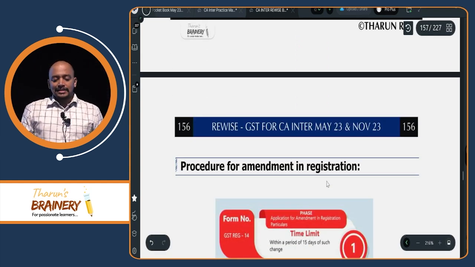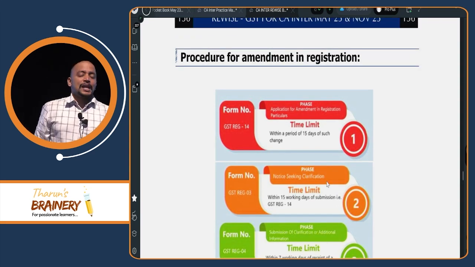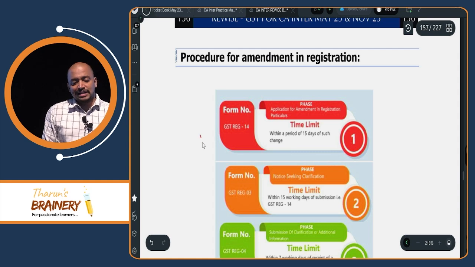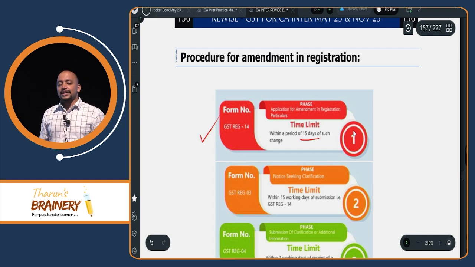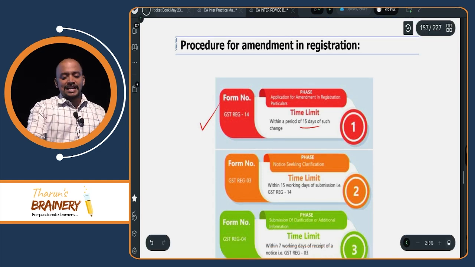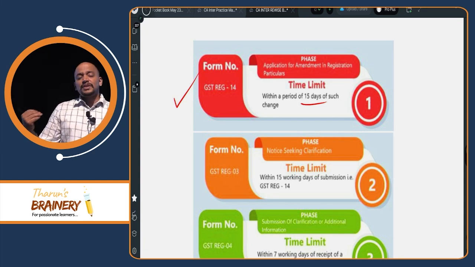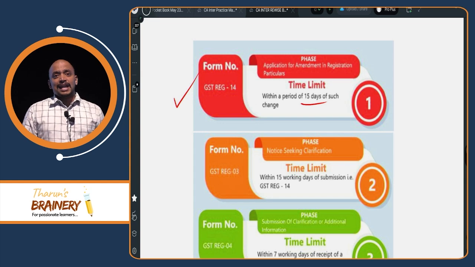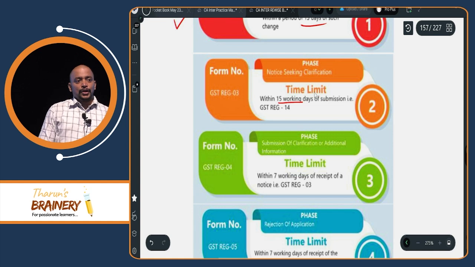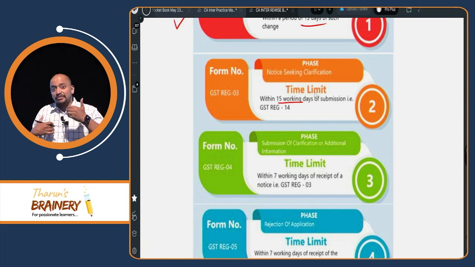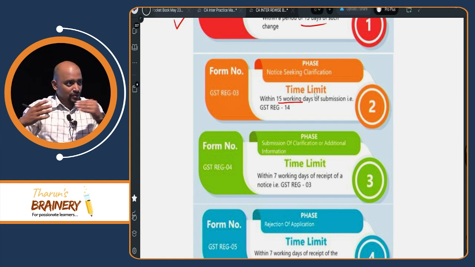Then next, procedure for amendment in registration. We need to make one application for amendment in registration, that is REG 14. What is the time limit within which we need to make the application? Within 15 days. Once we make the application for amendment, within 15 working days they will give a notice. When we make the application, 15 days. When they give notice, 15 working days. There is a difference there, okay?